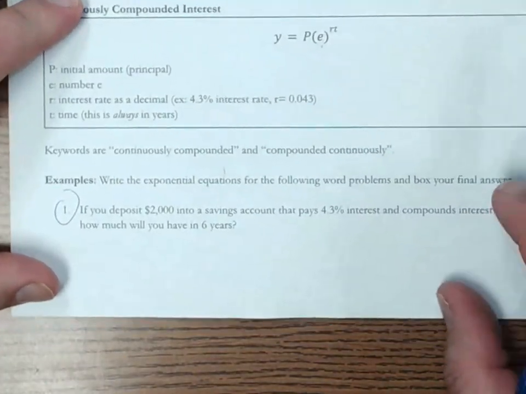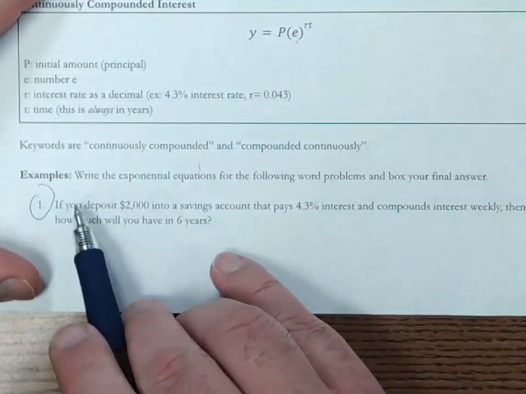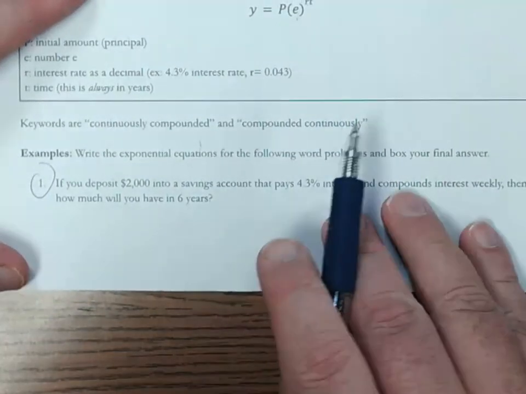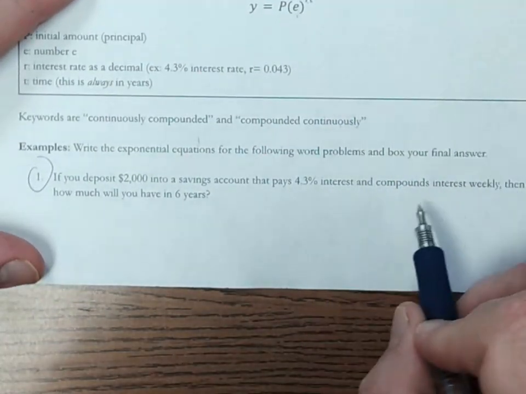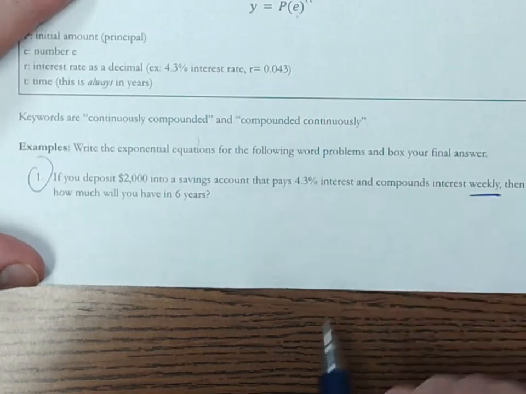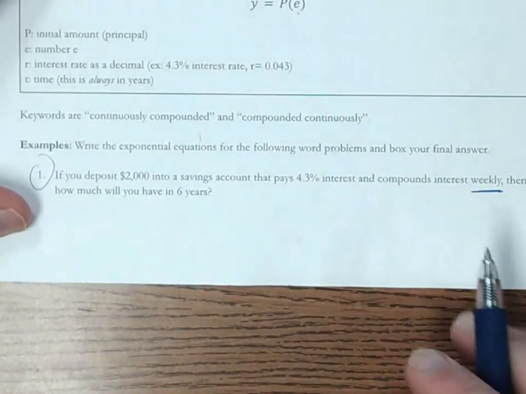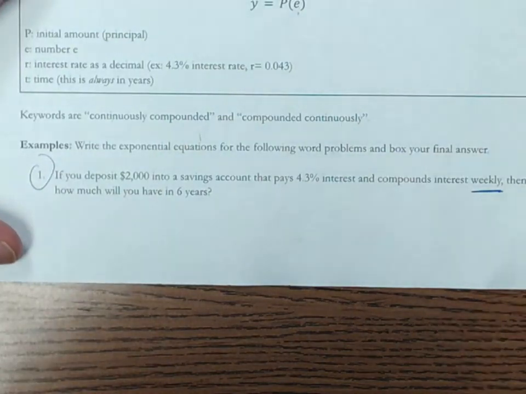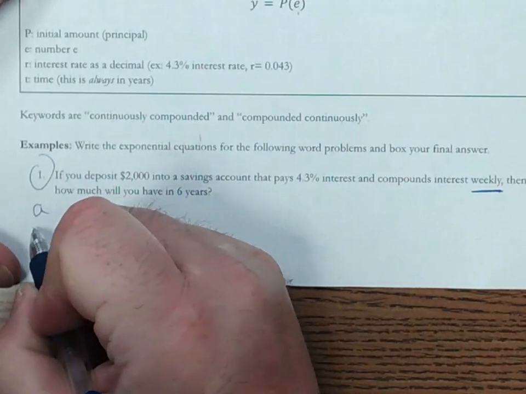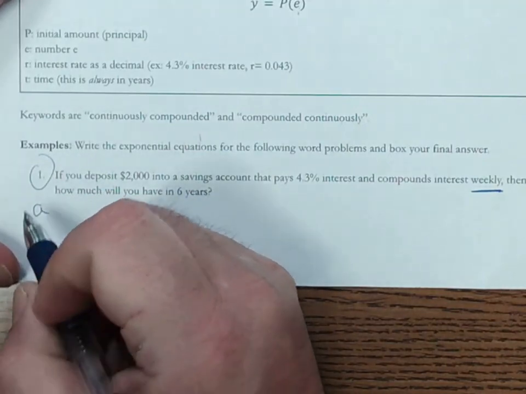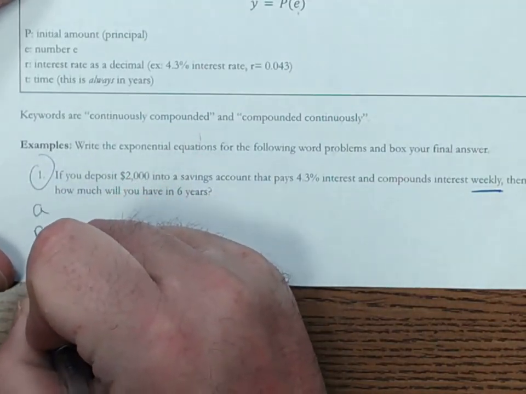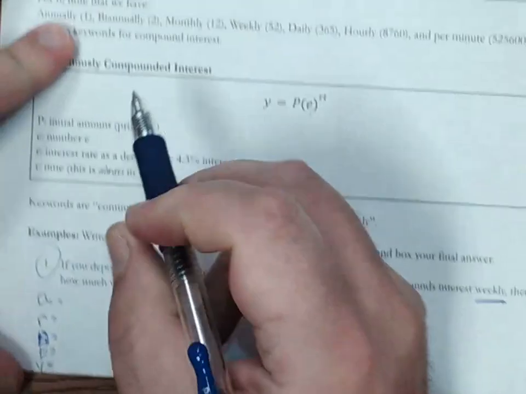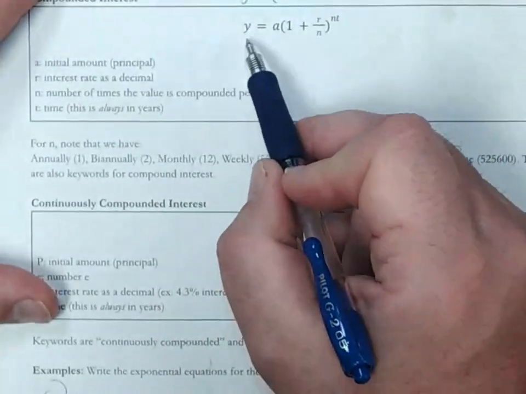So let me just show you a couple of these so that you can see how it's done. Number one, if you deposit $2,000 into a savings account that pays 4.3% interest and compounds interest weekly, then how much will you have in 6 years? The weekly tells me we're just using a regular compound interest formula. So I need to know what A, R, N, T, and then Y. Y is not included up here, but it is part of the formula.